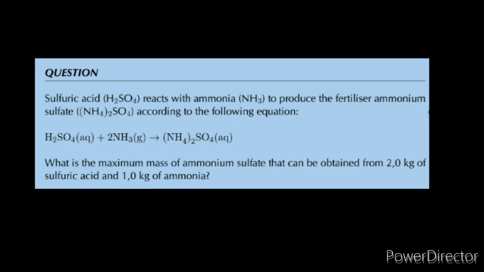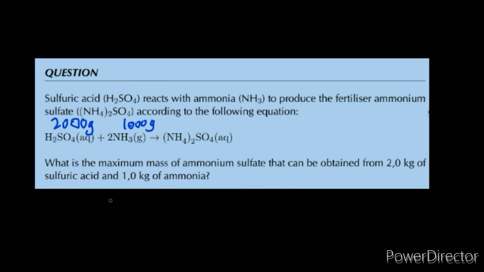So how do we find out the one that is the limiting reagent? So they say 2 kg of this reacts with 1 kg of that. Now in chemistry, mass is in grams, while in physics, mass is in kgs. So what you have to do is to convert it. In order to convert kgs to grams, you just have to multiply by 1000. So these 2 kgs becomes 2000 grams. So we're given 2000 grams. And then 1 kg becomes 1000 grams.